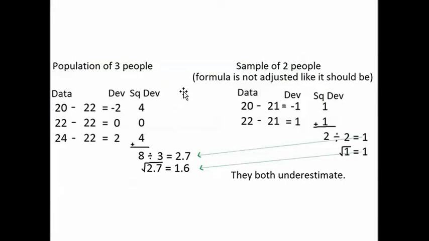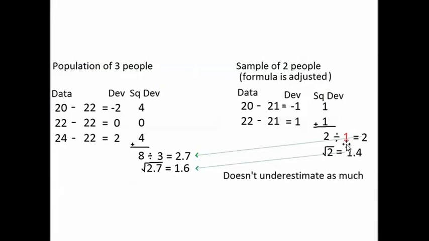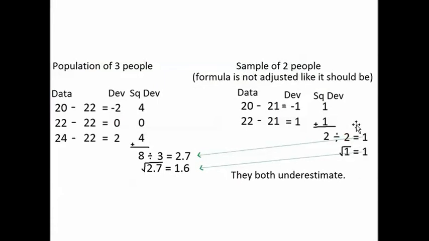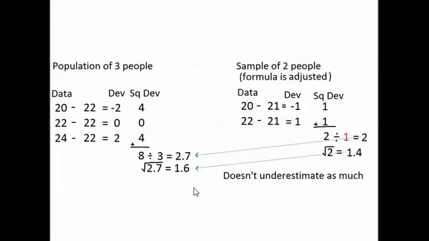And if we had used the adjustment, if we had dropped the 2 down to 1 like we should have, what would have happened is the sample values would have come out to bigger numbers, and they wouldn't have underestimated the population by as much. So this adjustment is bringing up these 2 numbers so that they come out closer to what the population values equal, and they estimate them more accurately.